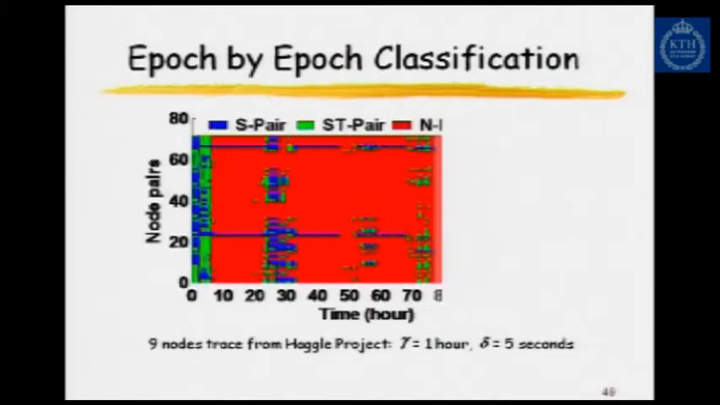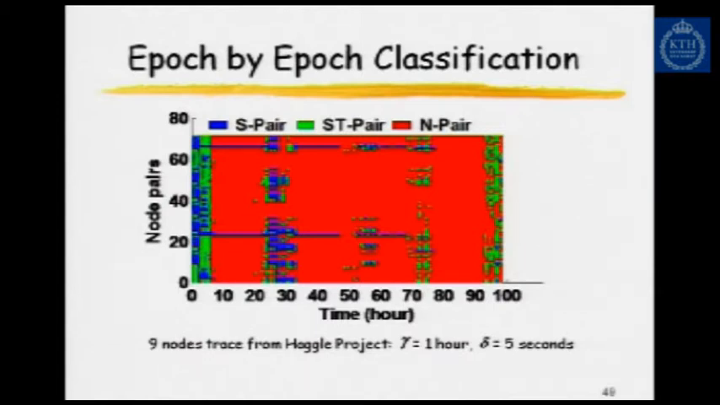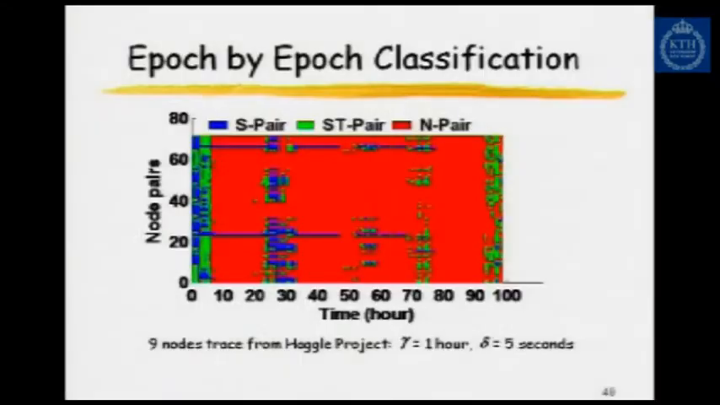Some of you are familiar with the Haggle trace. It's a 9-node network that people have collected contact traces over. And we basically use this trace. This is a period of almost 100 hours where contacts are connected, and there are 72, I think, node pairs that we look at over time. And basically, the color coding here is blue is space path, green is space-time path, and red is no path. And what you see here is that there are a lot of node pairs, and there's in fact some diurnal pattern showing up here.